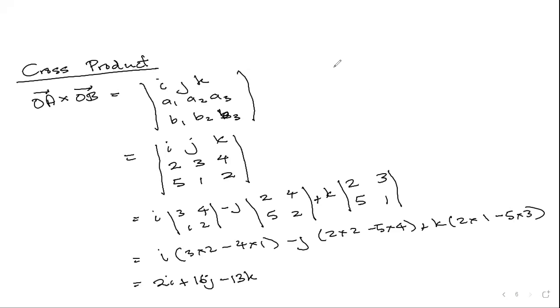Sorry, why is it negative? Oh, when we find the determinant of a 3 by 3, working with the row and the column, it's plus, minus, plus. We start over there.